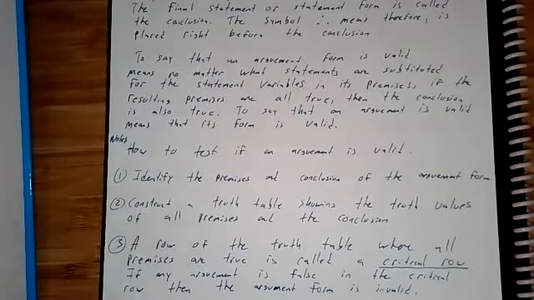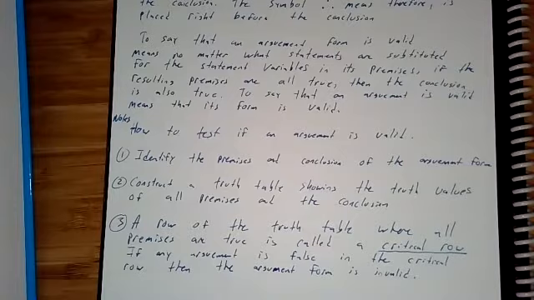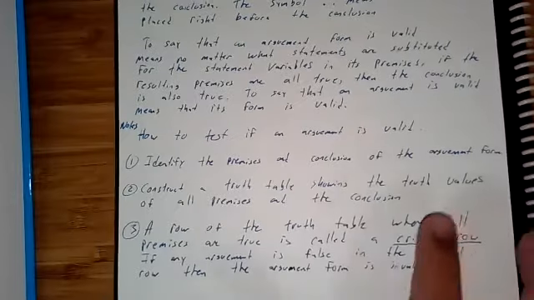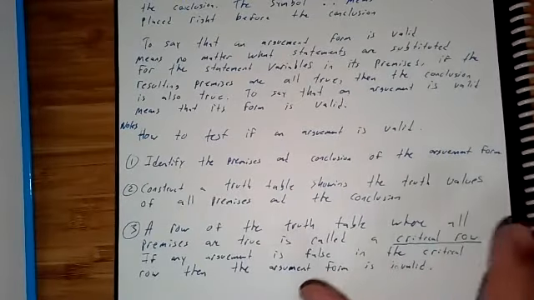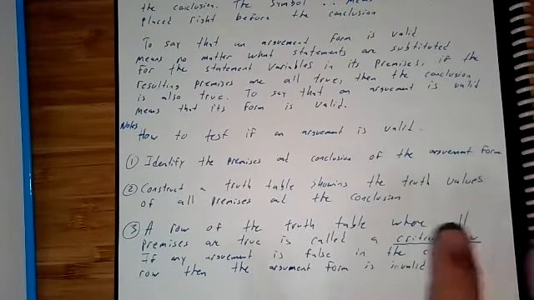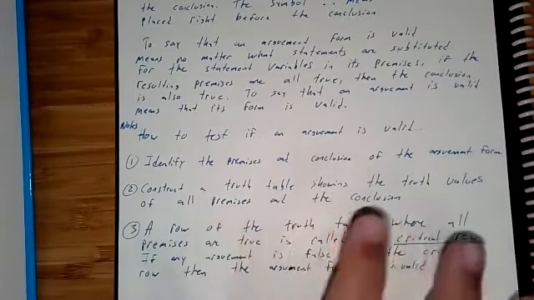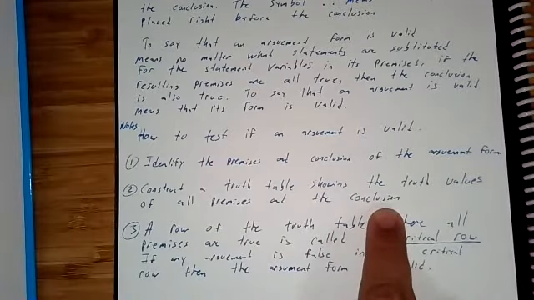I'll upload this right after this, of course. So number one, identify the premises and conclusion of the argument form. First thing you've got to do is read the argument and figure out what the premises are, what the conclusion is, and how many there are. Then number two, you construct a truth table showing the truth values of all the premises in your argument and the conclusion. So you make a big table, see all the premises, if they're true or false, and then check the conclusion.